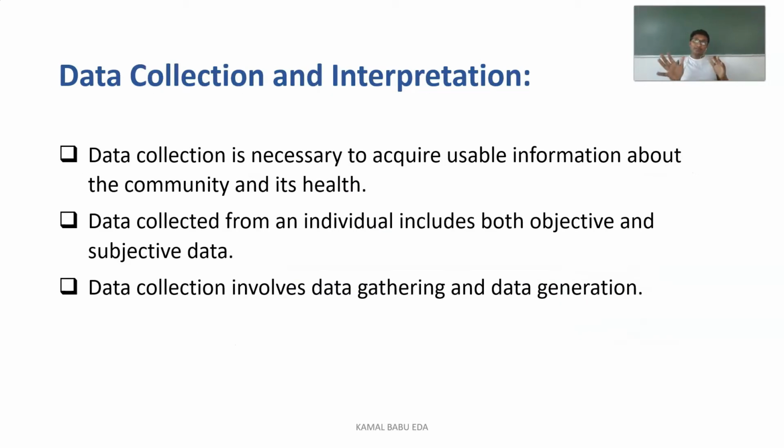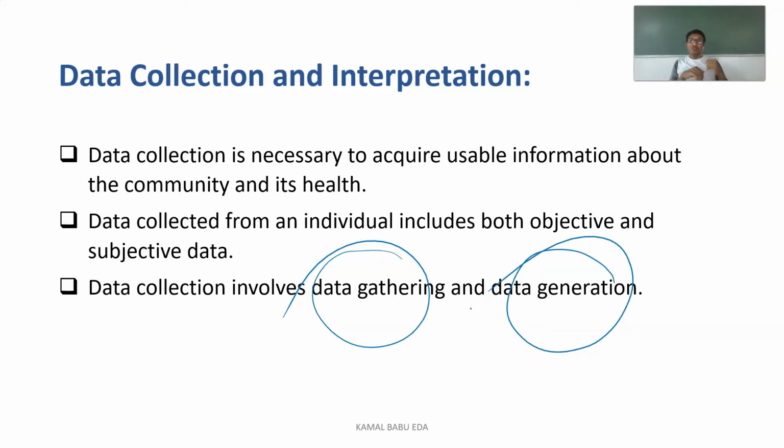Now, data collection and interpretation. What does data collection mean? In data collection we are acquiring information about the community and its health. We acquire it in an objective way as well as in a subjective manner. The data involves two types: data gathering and data generation. Suppose you want to study a community; first of all, you need to go for the data collection.